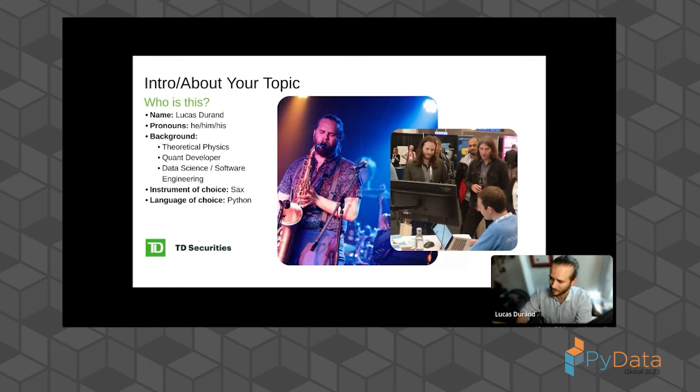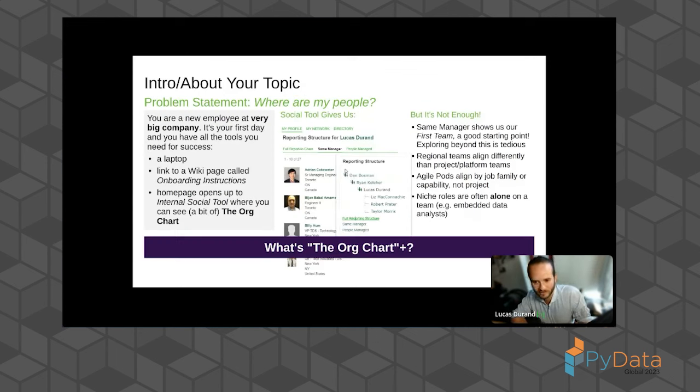As you can see in this picture here, my instrument of choice is the saxophone. Love music, and Python is definitely my language of choice. I will begrudgingly use other languages, but Python is really the one for me. And here's a fun photo from an in-person PyCon a couple years ago. Fun. Okay, so this is me. Hopefully you didn't immediately drop off the call after seeing that.